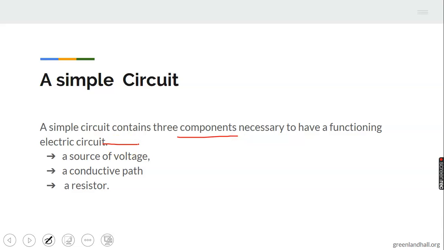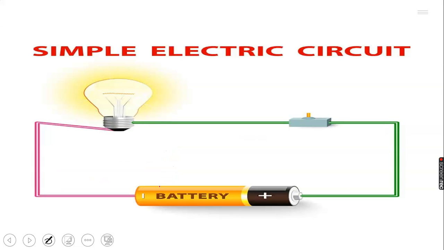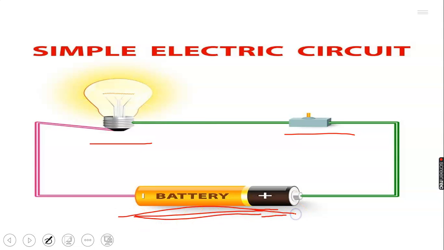And the three components are a source of voltage, a conductive part, and a resistor. I'll say that again: a source of voltage, a conductive part, and a resistor. Now, let me show you the picture of a simple circuit. Can you see the picture of a simple circuit there? We have the three parts I just mentioned in the previous slide: a source of voltage, a conductive part, and a resistor.